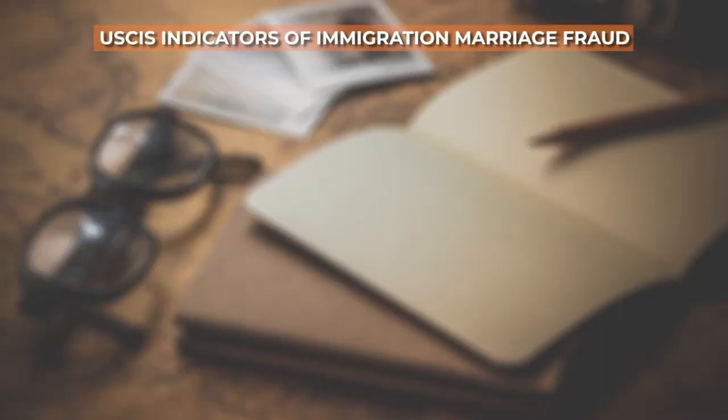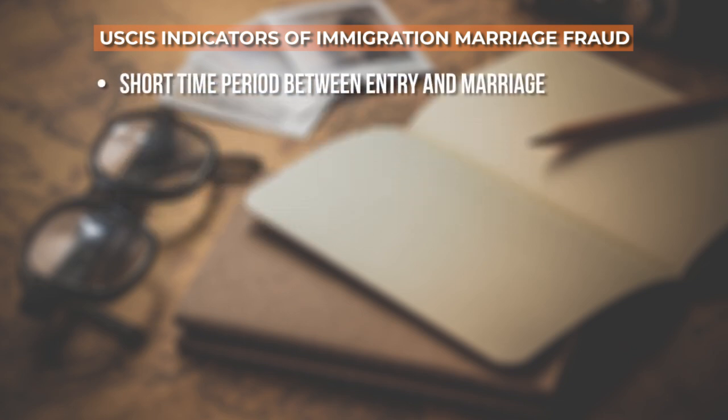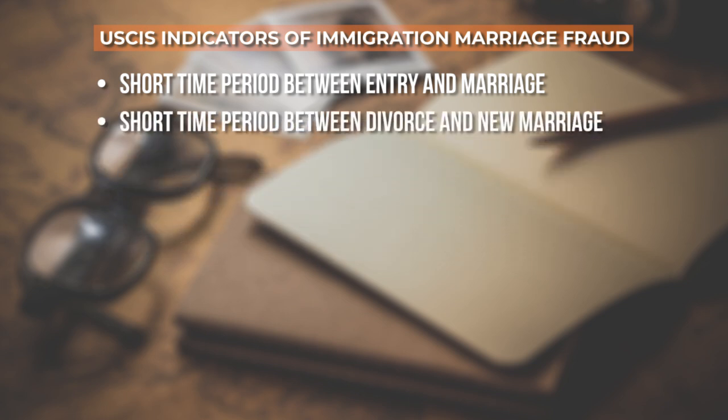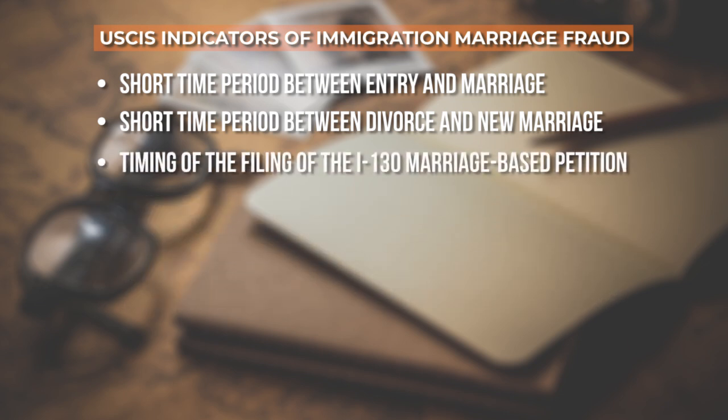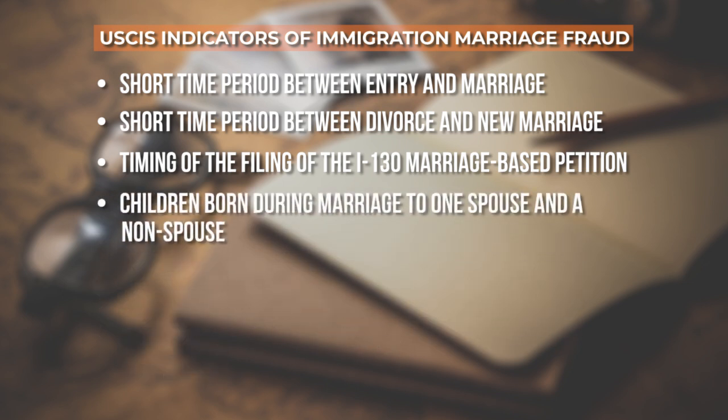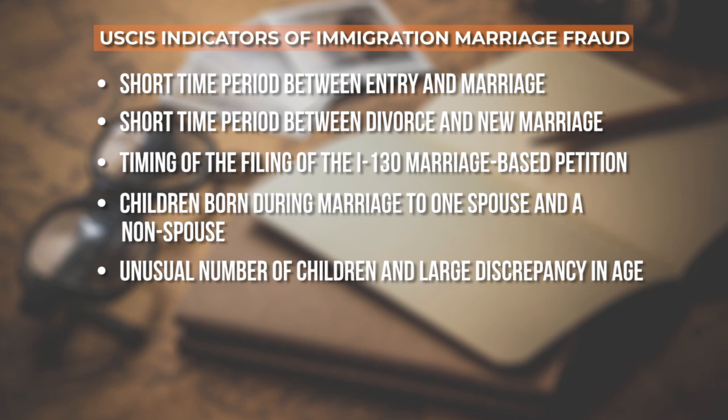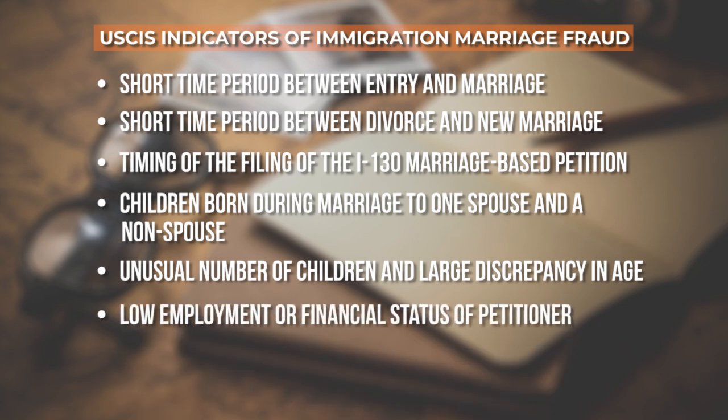Here are the indicators of immigration fraud in marriage-based cases according to USCIS that we're going to discuss today. 1. A short time frame between an immigrant's entry and the marriage. 2. A short time frame between a divorce and a new marriage. 3. The timing of the filing of an I-130 immigrant petition. 4. Children born during the marriage to another person, a non-spouse. 5. An unusual number of children and a large discrepancy in age between the parties. 6. Low employment or financial status of the petitioner.